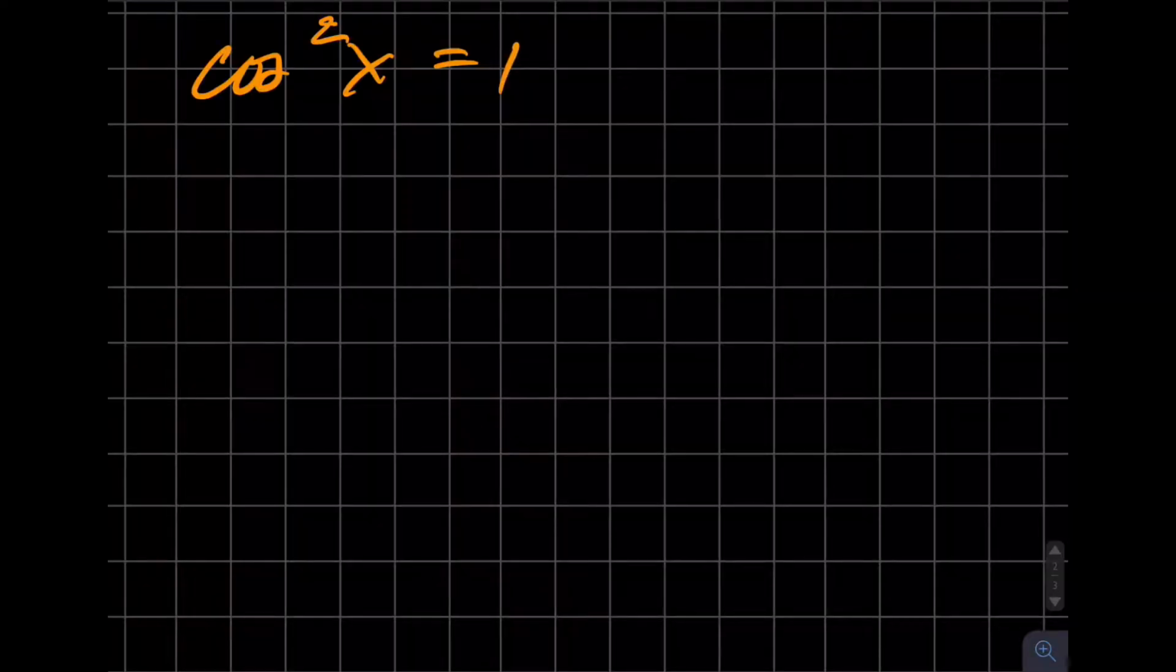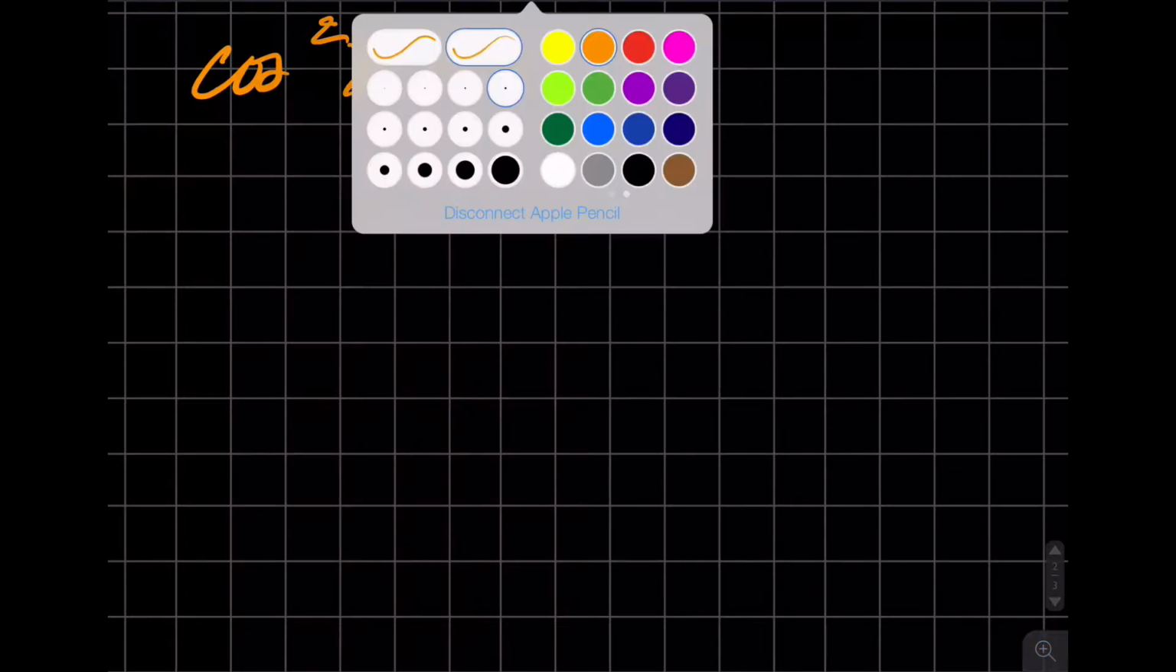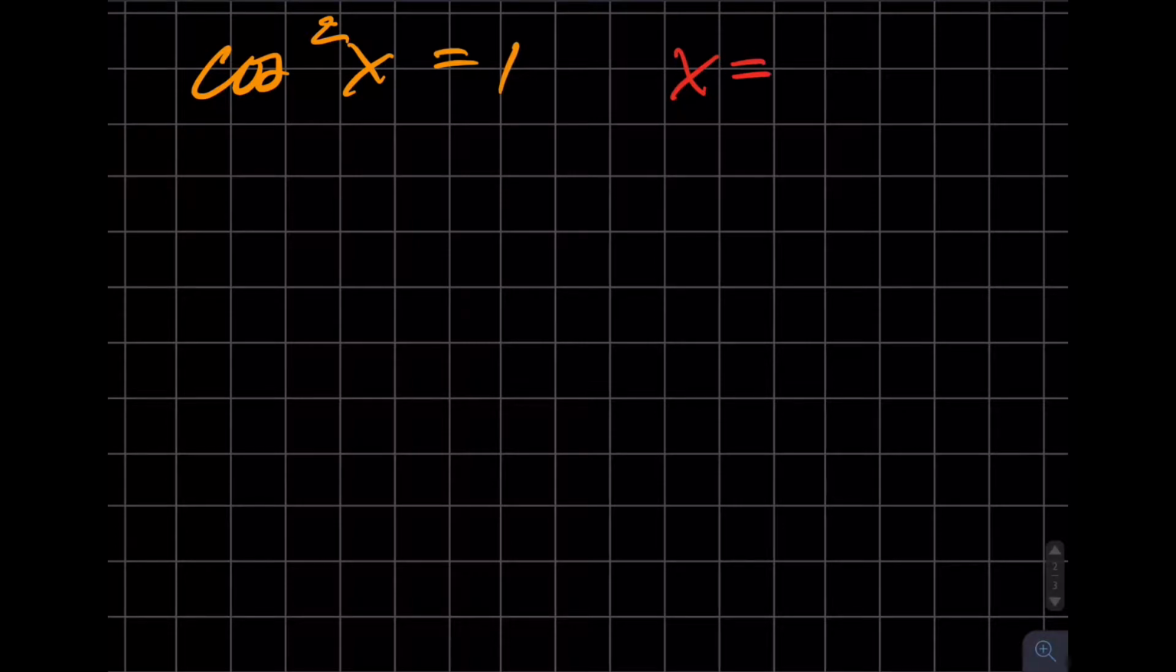Okay, so next problem. Cosine squared x equals 1. The problem gives you this, and they're asking, is x equals 7 pi over 6 a solution for that problem? It's not as straightforward, because you could substitute 7 pi over 6, figure out what its cosine is, radical 3 over 2, and then square it. But I think it's a little easier to do the following.